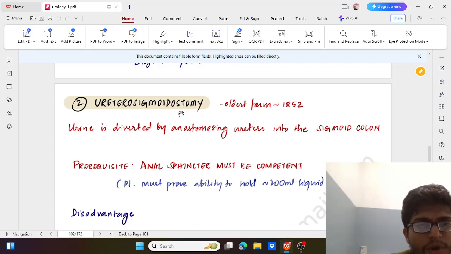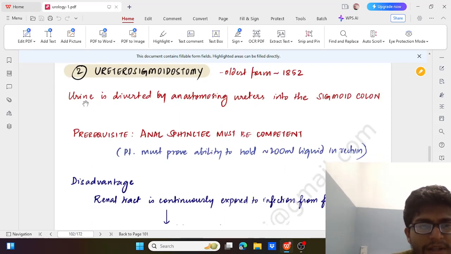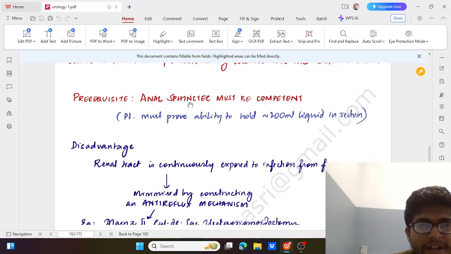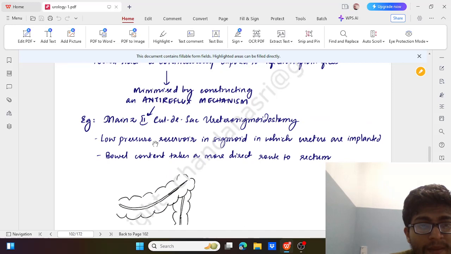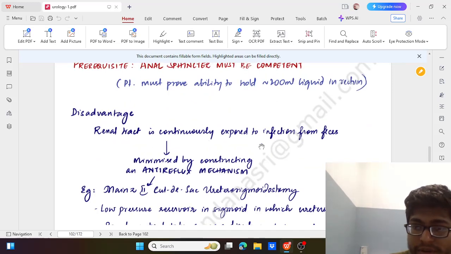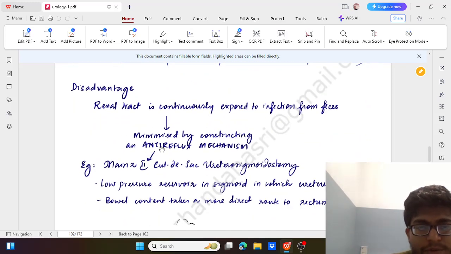Then coming to ureterosigmoidostomy, which is the oldest form, here the urine is diverted into the sigmoid colon through the ureter attached to the sigmoid colon. The only prerequisite is the anal sphincter should be competent, and it should be able to hold at least 200 ml of fluid in the rectum. The disadvantage is that the renal tract is exposed to infection from the feces. This infection passage to the renal tract is minimized by constructing an anti-reflux mechanism.